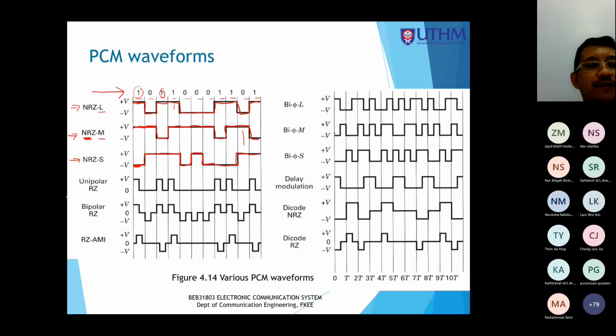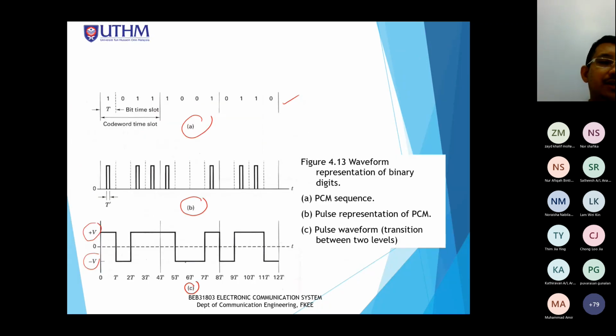Okay. Now, if we see the unipolar, means that single polarity, return to 0. That means the signal will always return to 0 volt at half of the bit time. Okay, so what is a bit time? Maybe I should explain here. The bit time is the bit duration for 1 bit. Okay, this is the bit time.